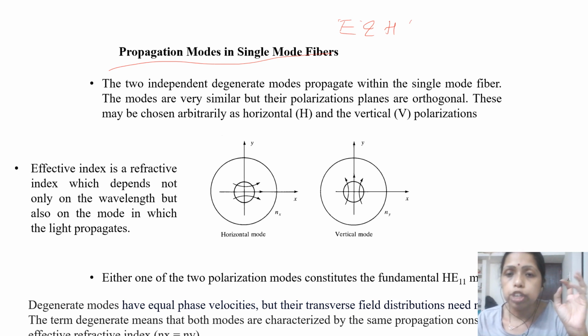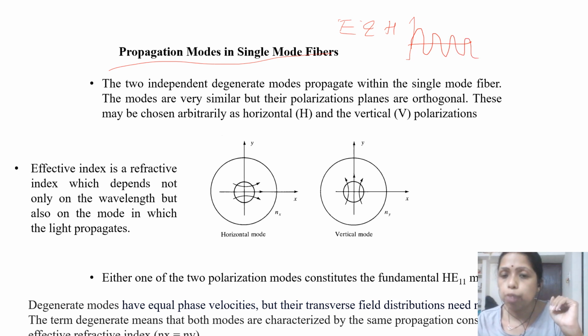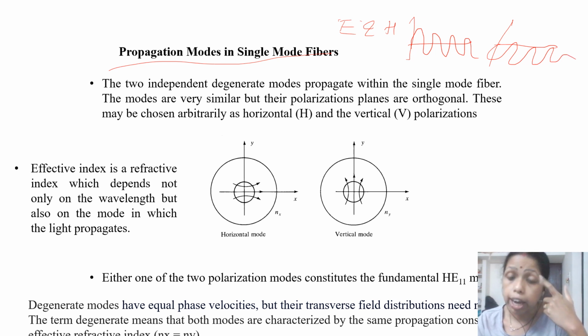How the electric and magnetic fields are oriented for a particular electromagnetic wave or optical signal depends on the polarization. Suppose the electric field amplitude is varying along the vertical axis, that is called vertical polarization. If the electric field is varying horizontally, we call it horizontal polarization. Here, the electric field is varying horizontally.